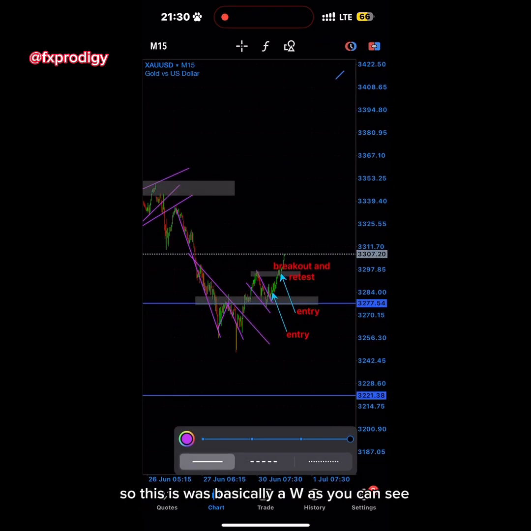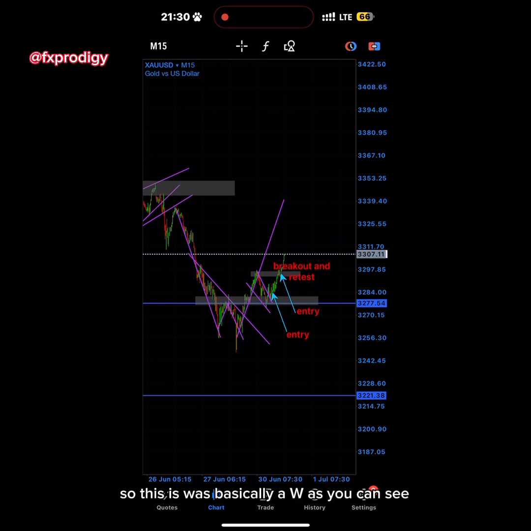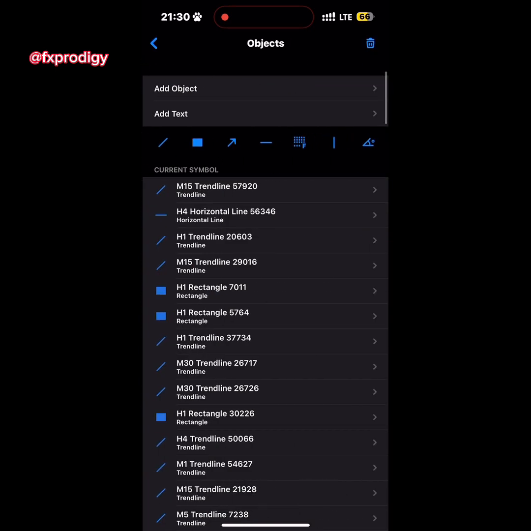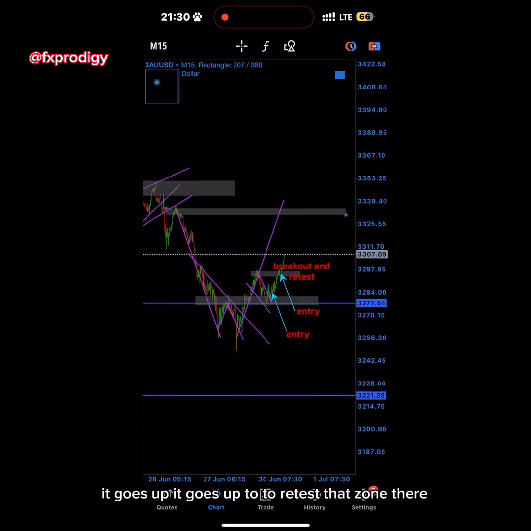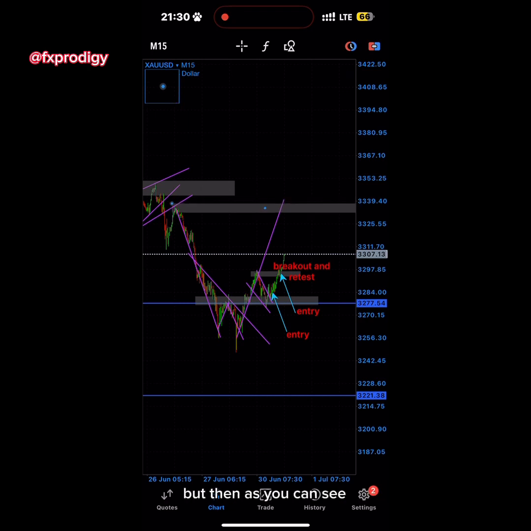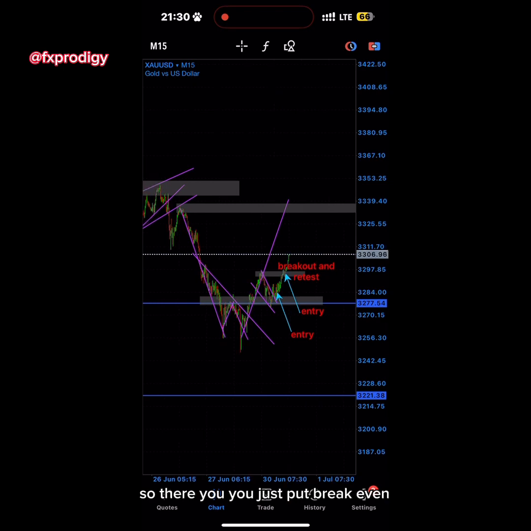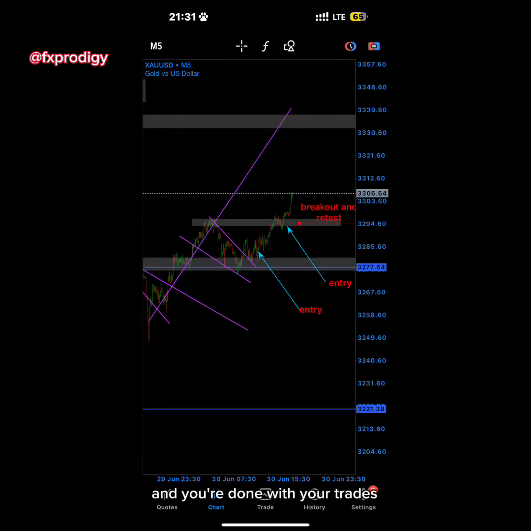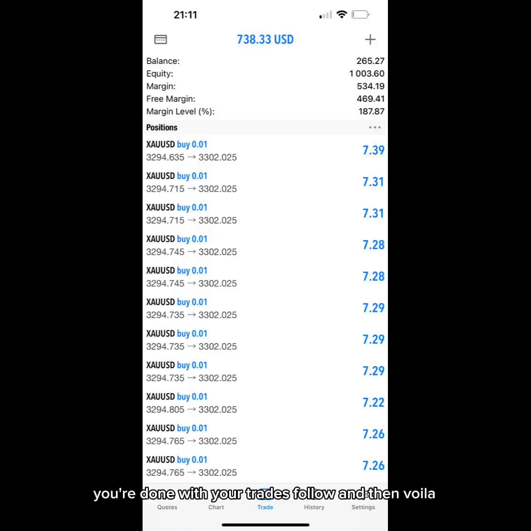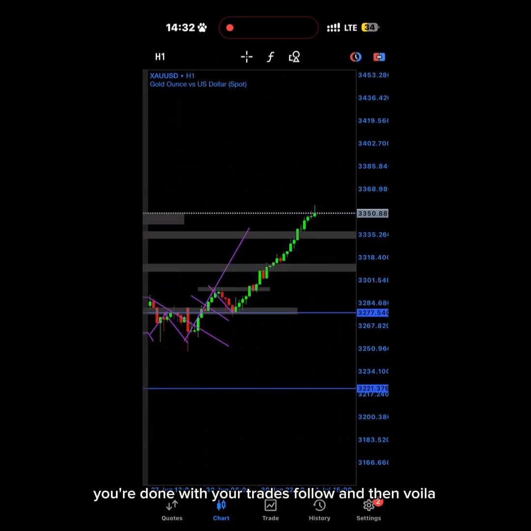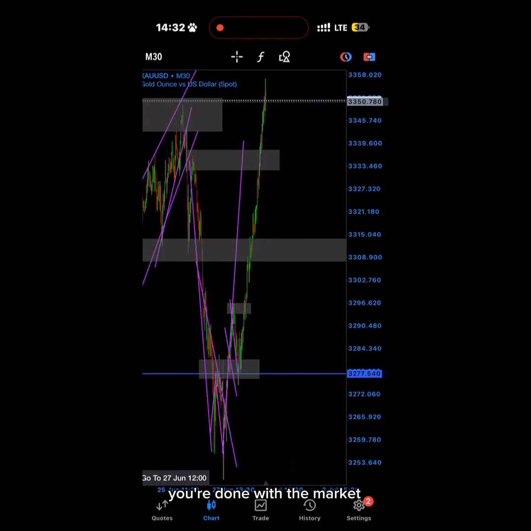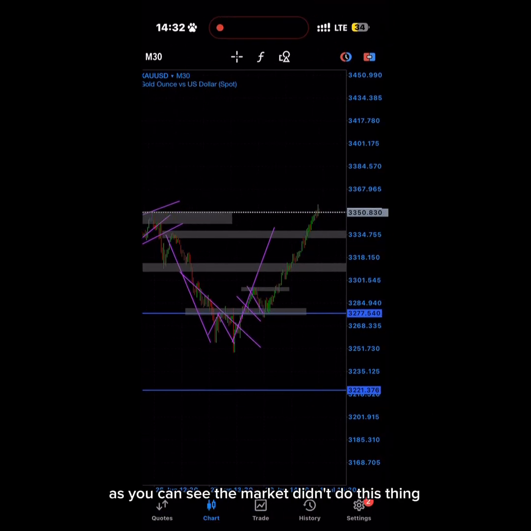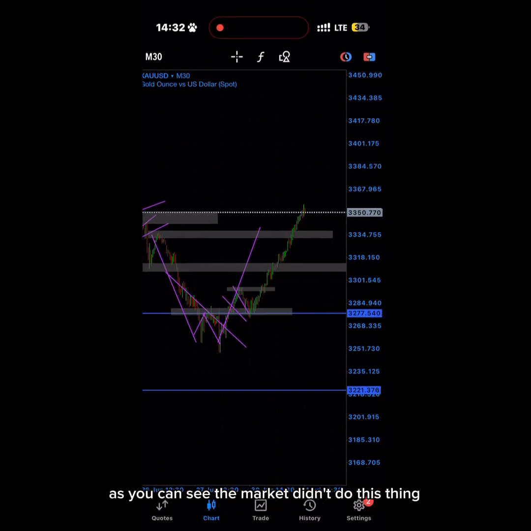So this was basically a W, as you can see. And what does a W do? It goes up. It goes up to retest that zone there. But then, as you can see, we are now approaching another liquidity zone. So there, you just put break even, and you are done with your trades. Voila. And then voila, you are done with the market. You are done. As you can see, the market then did its thing.